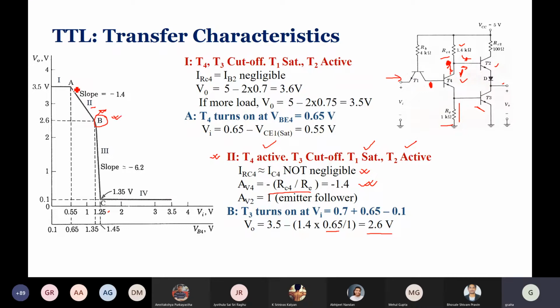Okay, till this T4 is only on, T3 is still off, and a slope of the order of minus 1.4 being visible. Is this fine? Can I get an audio response? Yes, sir. Good. And this is VB4, it is just 0.1 volt in addition.